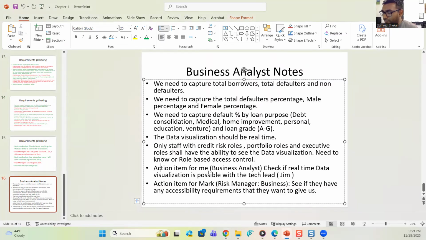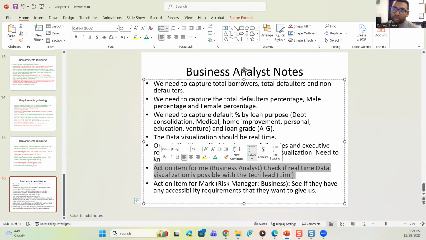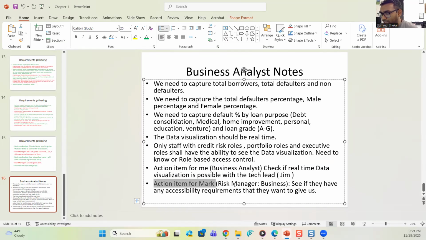Next is an action item for me: check if real-time data visualization is possible with the tech lead. His name is Jim. I'm kind of throwing out names now. An action item for Mark, who's the risk manager: see if they have any accessibility requirements that they want to give us. That's an action item for him, right?